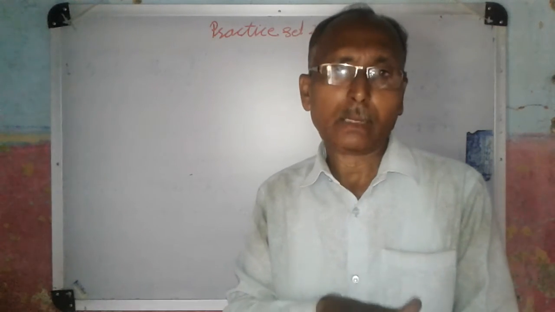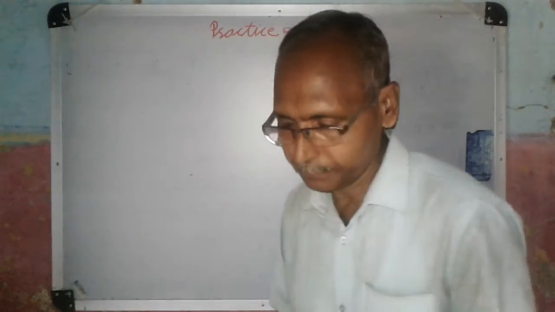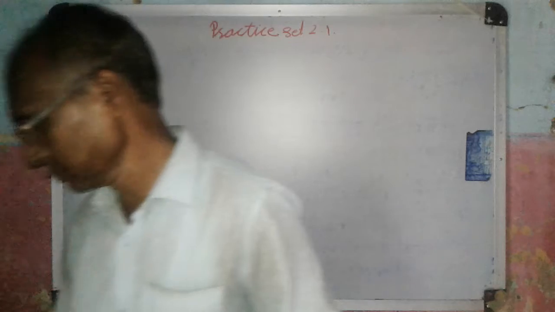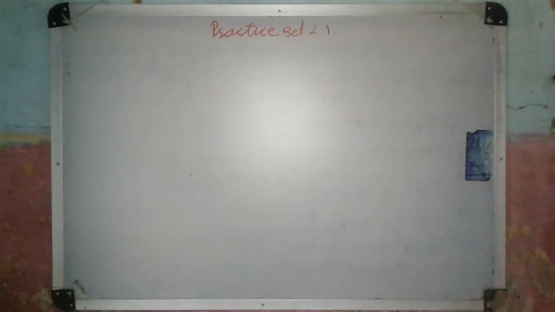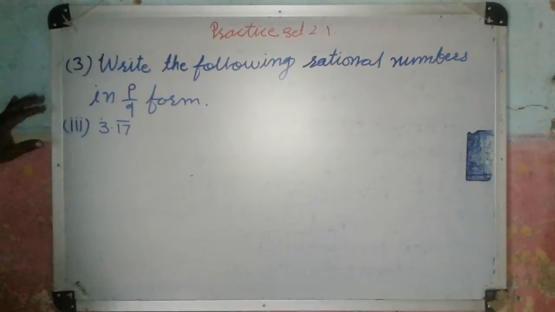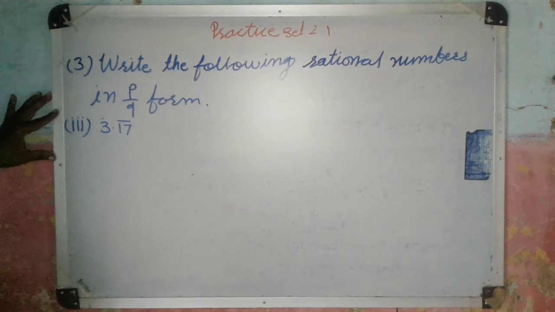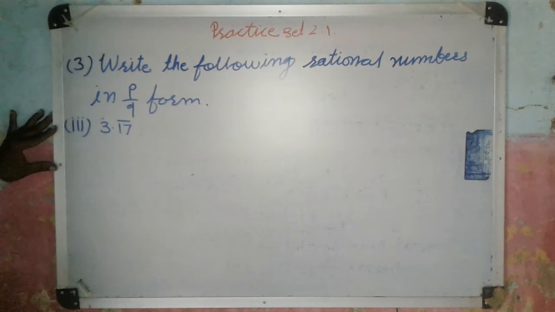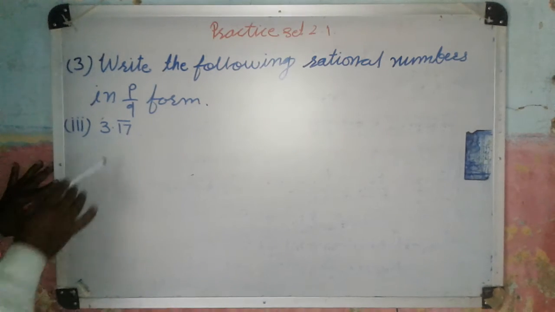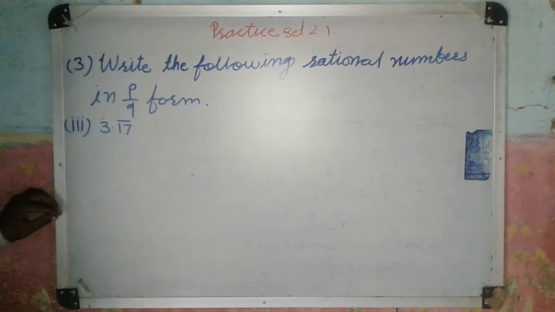Now we will solve question number 3. Practice set 2.1, question number 3. Write the following rational numbers in P upon Q form. The third example is 3.17 bar. That means here, digits 1 and 7 are recurring.